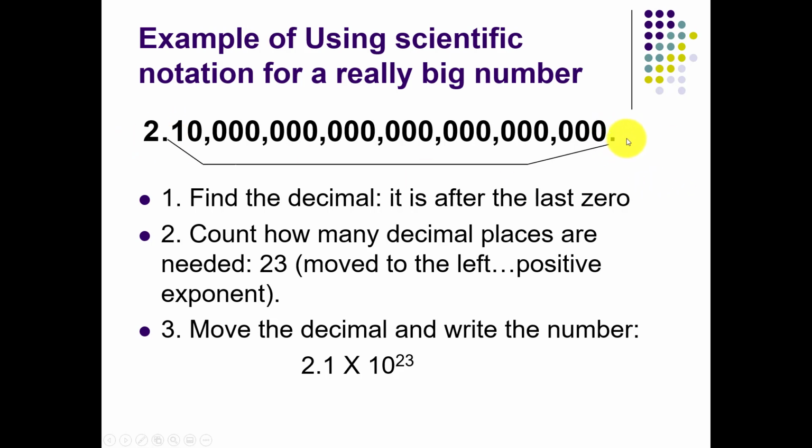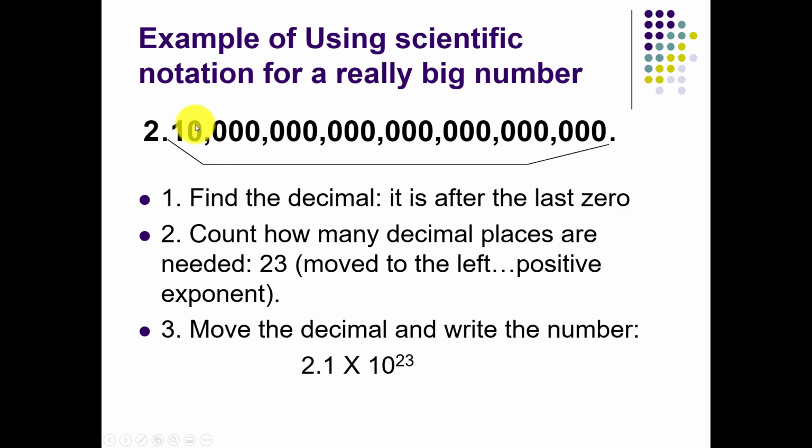So the decimal is implied back here at the back of the number, and so I need to move it forward. So 1, 2, 3, 4, 5, 6, 7, 8, 9, 10, 11, 12, 13, 14, 15, 16, 17, 18, 19, 20, 21, 22, 23. I need to drop the decimal off here, making it 2.1, which is a number between 1 and 10. And I moved it 23 times. So this becomes 2.1 times 10 to the 23rd. And you can just drop the zeros.